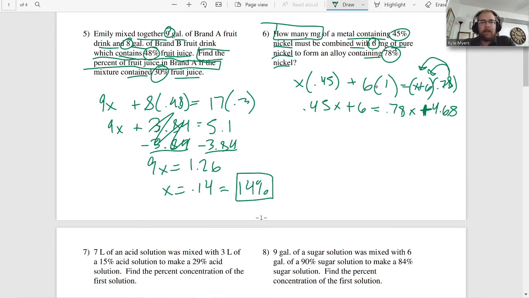4.68. Okay. So then we're going to do some combining. We're going to need to subtract 0.45x on both sides. Let's go ahead and show the work for that.